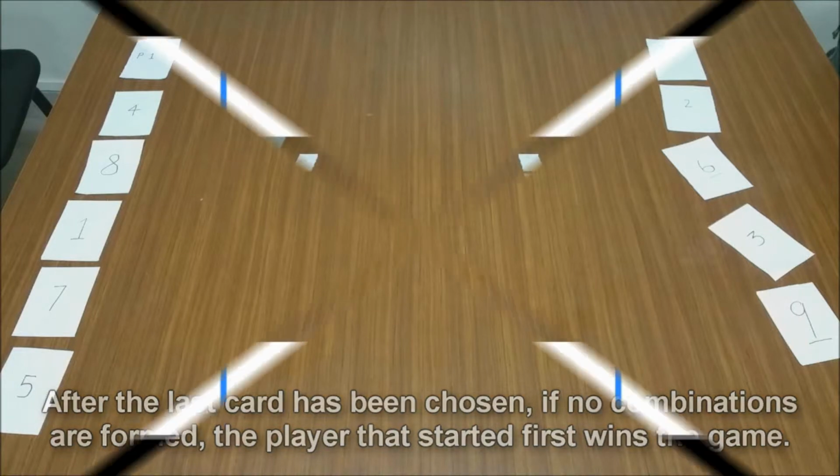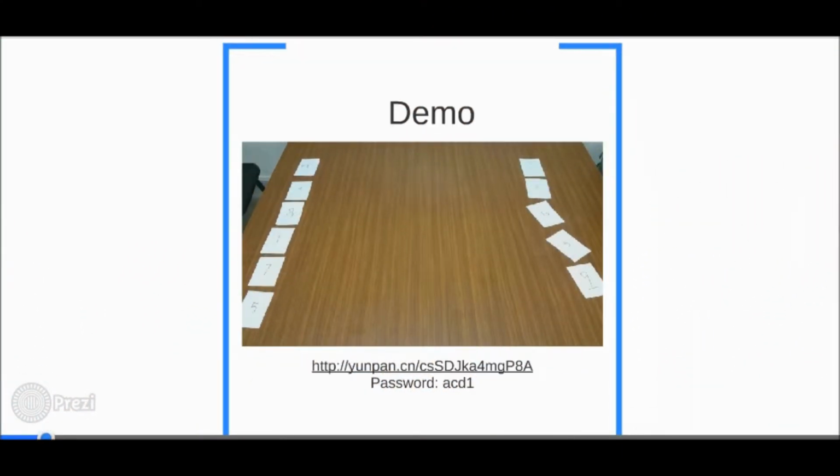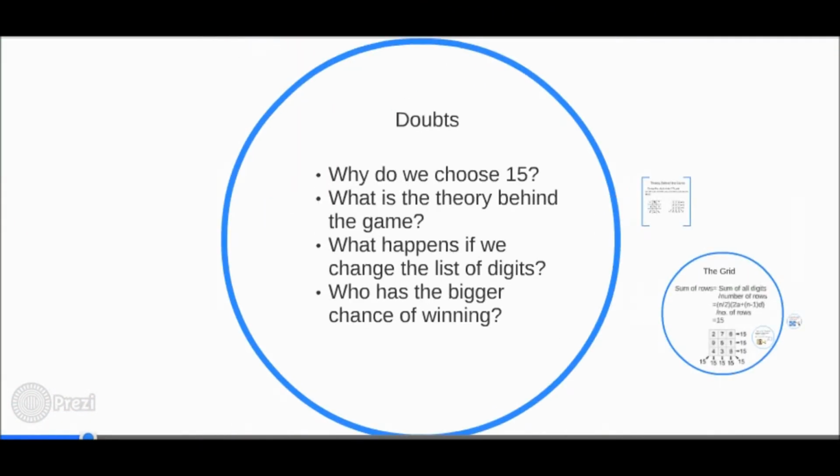After watching the video, do you have any doubts with what the video is showing, like: Why do we choose 15 instead of other digits? What is the theory behind the game? What will happen if we change the list of digits? And who will have a bigger chance of winning?